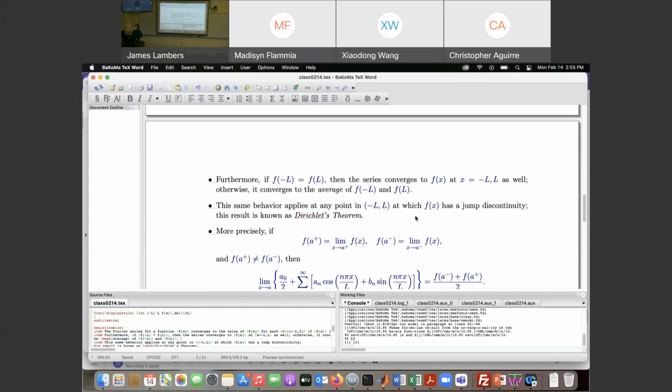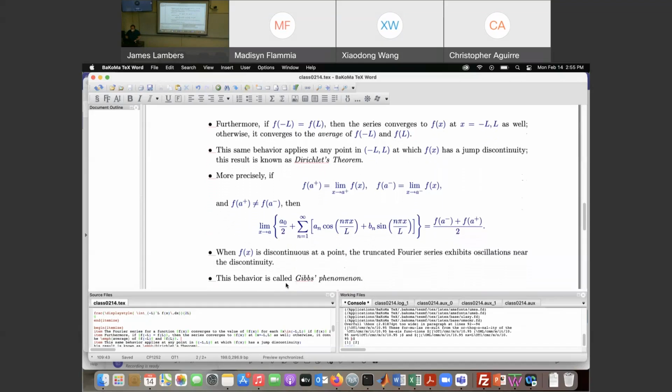But if it's converging to the average at a jump, at points arbitrarily close to a jump, the Fourier series is still converging to the correct value of f. So that leads to a pretty troublesome phenomenon called the Gibbs phenomenon. If you compute a Fourier series for a function that has a jump discontinuity, but for computing purposes you have to cut it off at some point, there are going to be oscillations near the discontinuity.